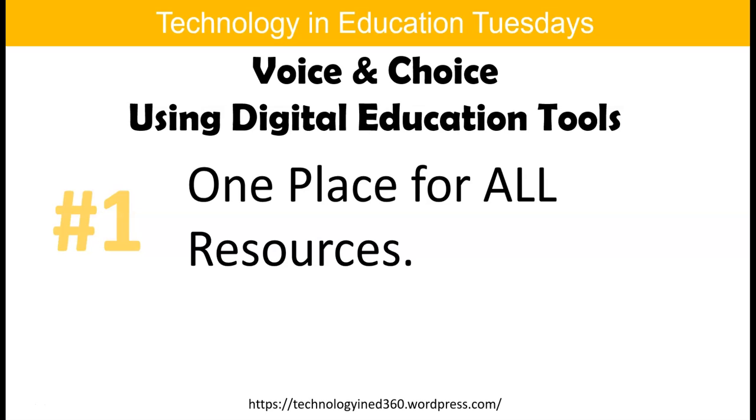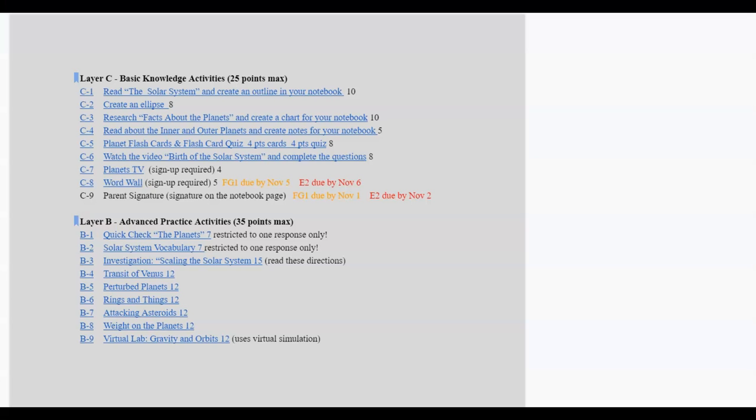All right, now that you've seen some examples, let's get into some of the details on why using digital tools really makes voice and choice such an amazing thing. First one, all the resources are found in one place. So let me give you some examples of how this can work for you. This is my layered curriculum on Beyond Our World from Earth Space Science again. And this is the document students get.